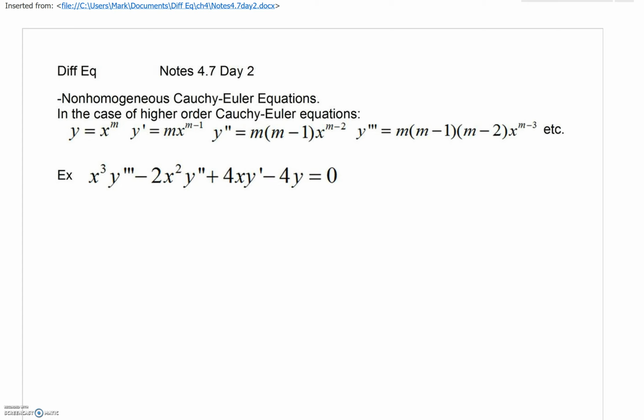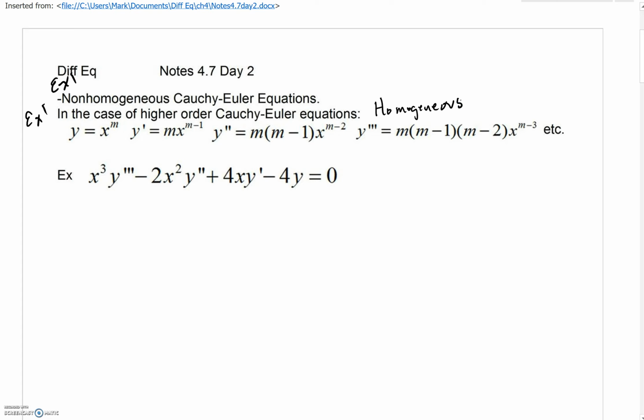Differential equations, we're in section 4.7, the last section of this unit. We're on day 2, and today we're going to be looking at, as you see at the top of the page here, non-homogeneous Cauchy-Euler equations. Ironically, we're going to get to that as example 2, but for example 1, we're going to have a higher order Cauchy-Euler equation, and actually it will be, in this problem, homogeneous. The right-hand side will be equal to 0.